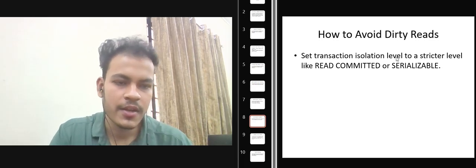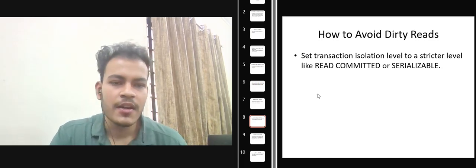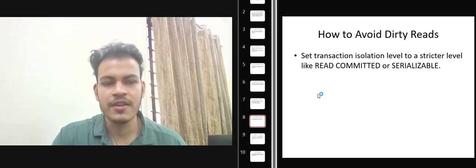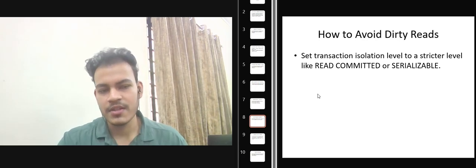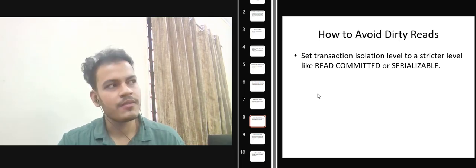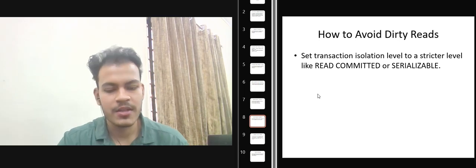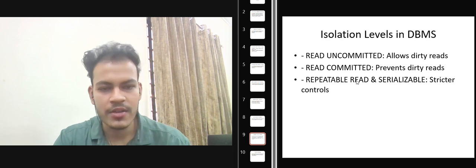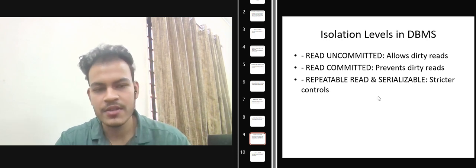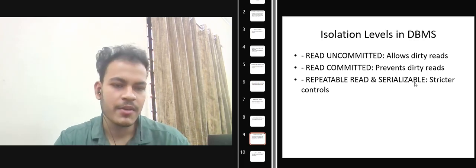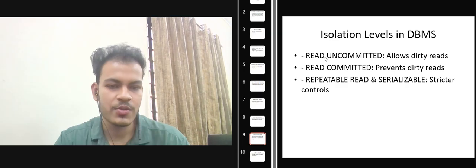How to avoid? We can avoid dirty reads by setting the transaction isolation level to a stricter level, like read committed or serializable. Meaning we can read a transaction only after it has been committed. Isolation levels: read uncommitted allows dirty reads. Read committed prevents dirty reads. This is an ideal scenario. And repeatable read and serializable have stricter controls. These two are ideal scenarios.